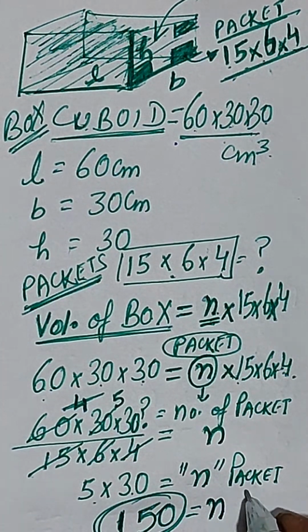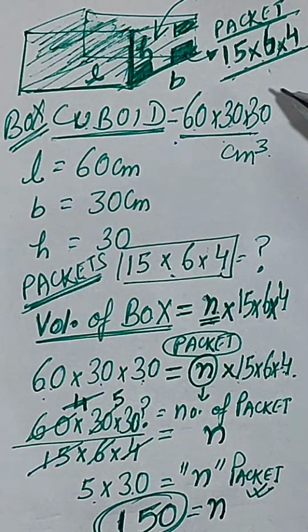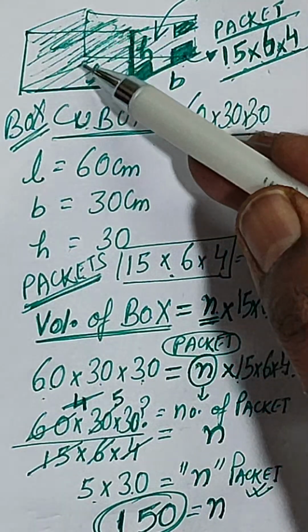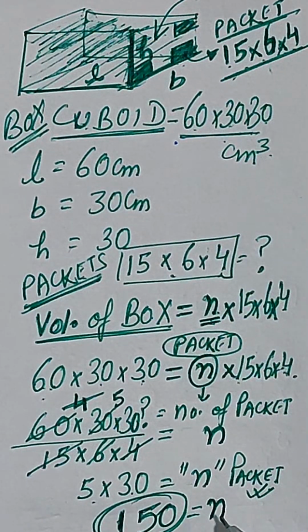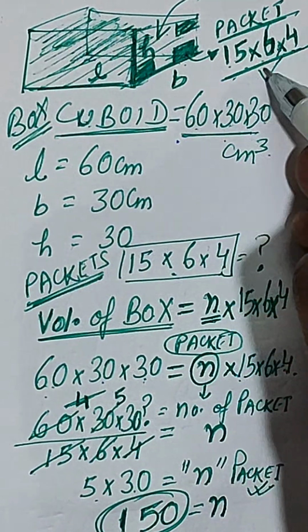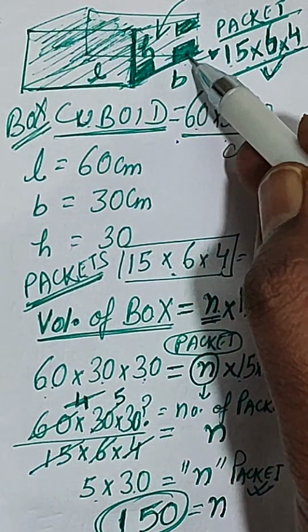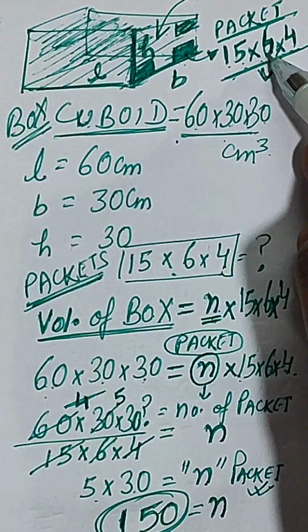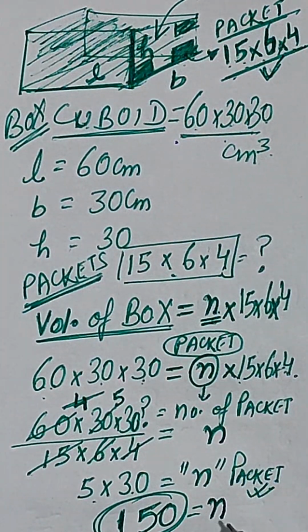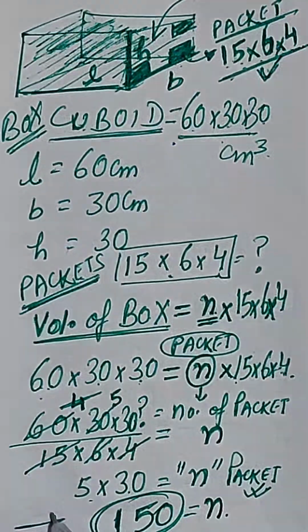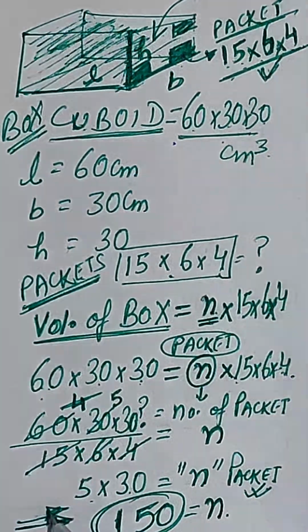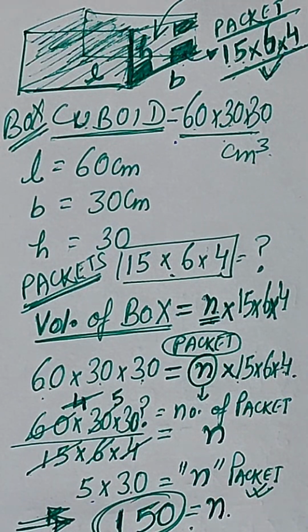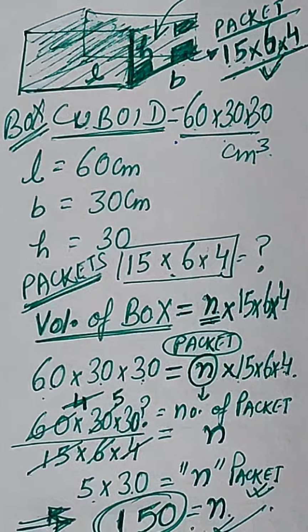That means the number of such packets which can be placed inside this carton and fill up the entire volume, when the packet placed inside is of size 15 by 6 by 4, is, as we calculated, equal to 150. So in this way we have solved this, students, right?